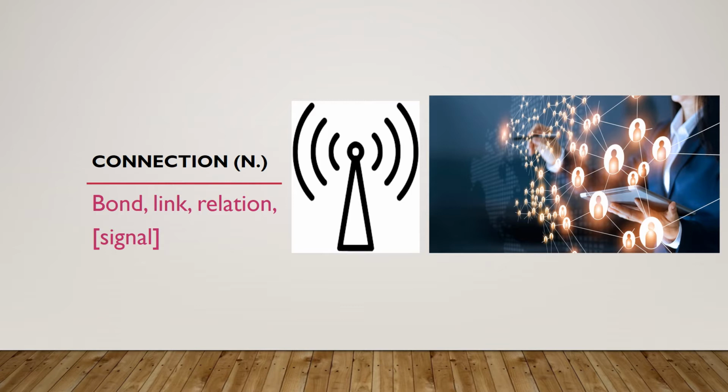We'll start with the word connection. Please repeat after me. Connection, connection, connection. Connection is a noun which means bond, link, or relation. It can also mean signal. For example, the connection here is bad. It means the signal here is bad. I can't make a phone call because the signal, the connection, is terrible.